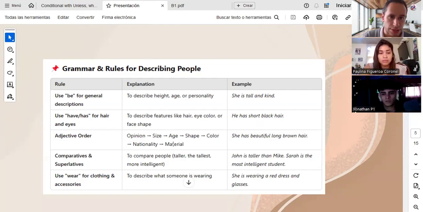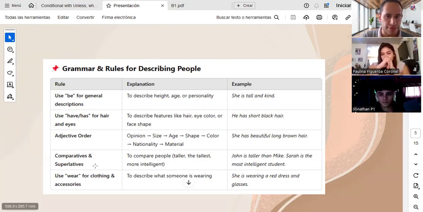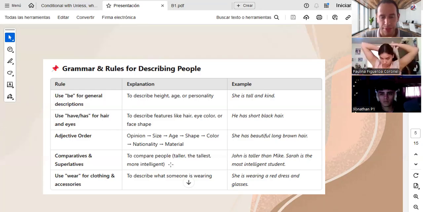Adjective order, this is another topic: opinion, size, age, shape, color, nationality, and material. It means when you're giving more than one characteristic of someone, you have to use this order, right? She has beautiful opinion, long shape, hair. Comparative and superlative: compare people, taller, the tallest, more intelligent. This is when you're comparing people.